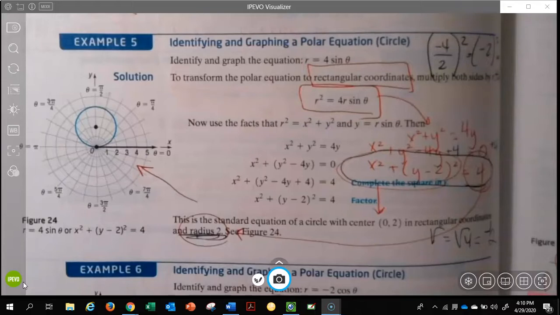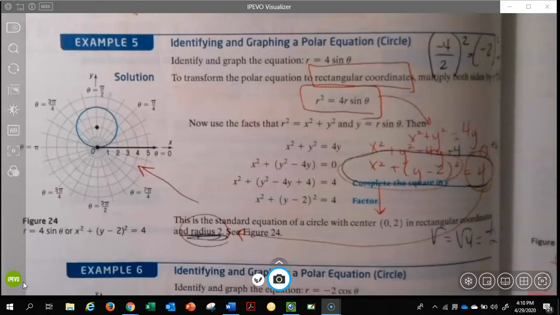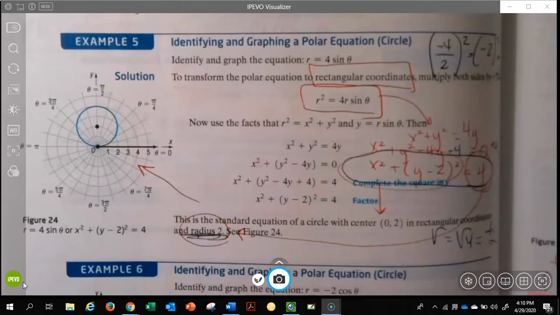This is a great place for you to hit pause and then do example 6 by yourself with as few notes as possible. When you're done with example 6, go ahead and unpause and come back, and I'll be starting at the top of page 589.